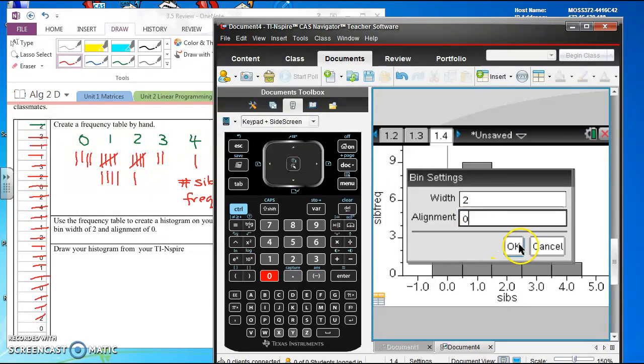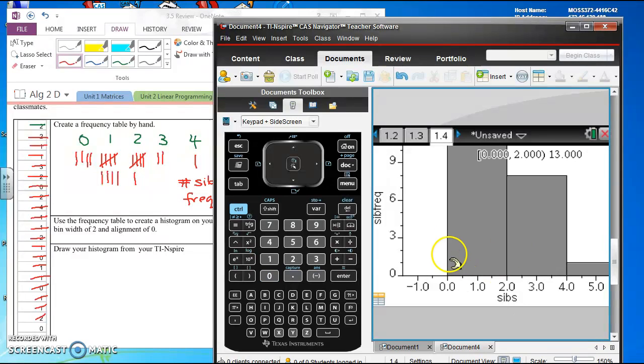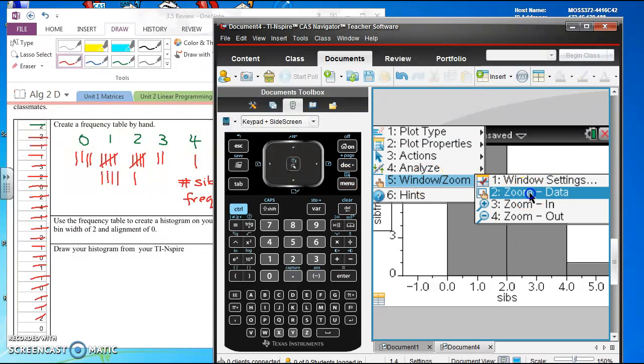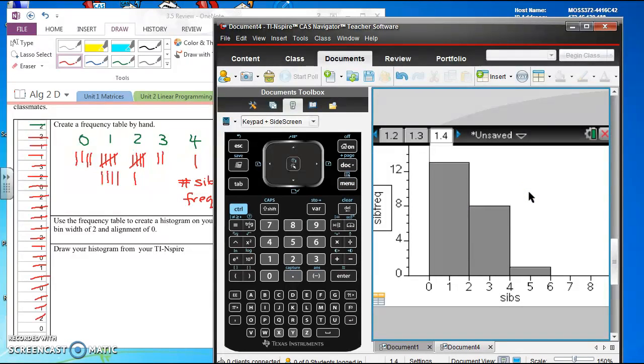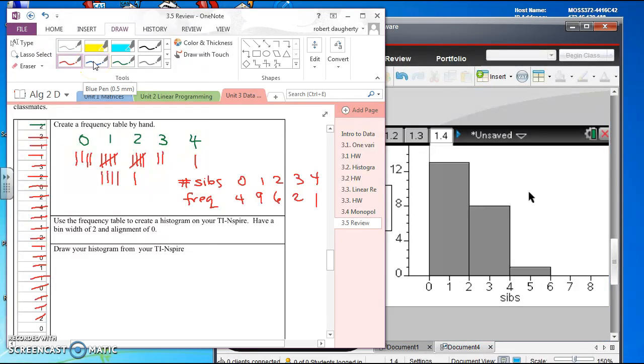So let's put that in, and here we go. So that just means that my graph starts at 0. Anytime it looks like the data is chopped off, that's Windows zoom data, and there I go. So this is my summary histogram, and they want me to draw that to prove that I've graphed it. So it looks like 0 to 6.